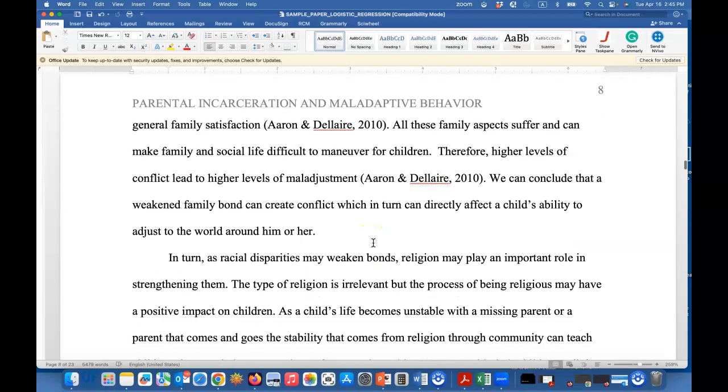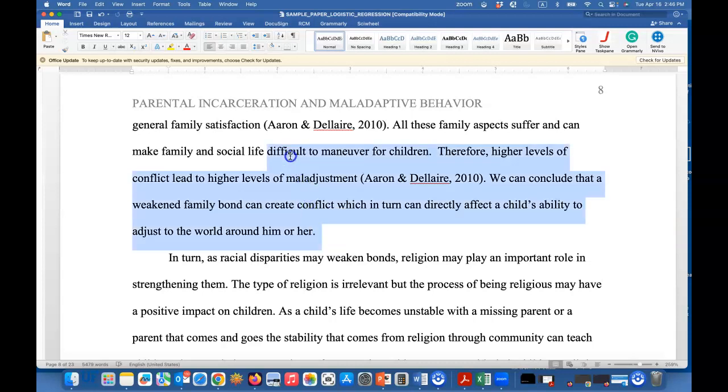So we'll pick up where we left off. All of these family aspects suffer and can make family and social life difficult to maneuver for children. Therefore, higher levels of conflict lead to higher levels of maladjustment. We can conclude that a weakened family bond can create conflict, which in turn can directly affect a child's ability to adjust to the world around him or her.